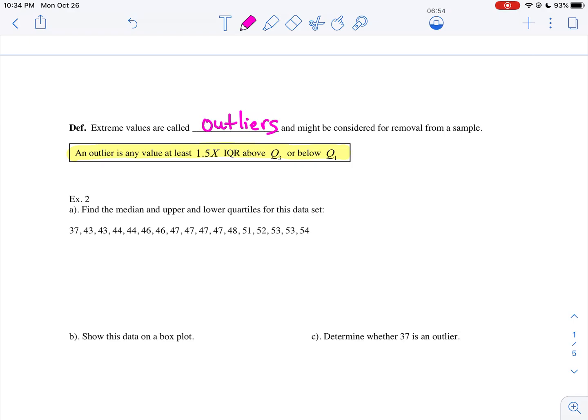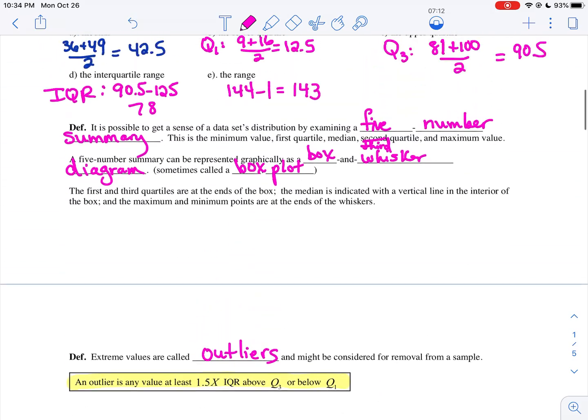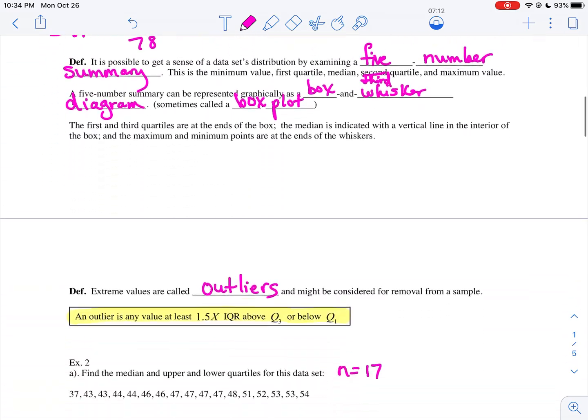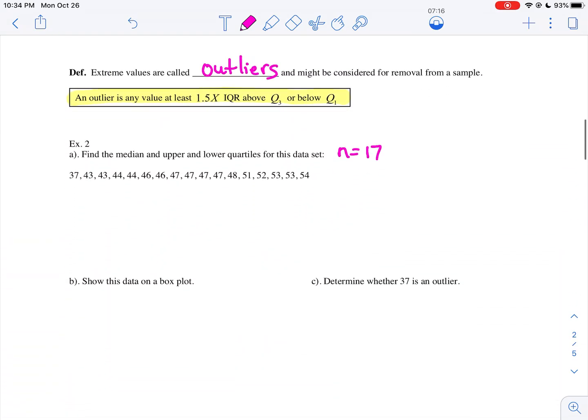It says find the median and upper and lower quartiles for this data set. Then we're going to put it on a box plot and then determine whether 37 is an outlier. Okay, so let's count. How many data points are there? There are 17. I did this on purpose. This one we had 12, and now we're going to have an odd number so you can see the difference, okay, between what I'm doing here.